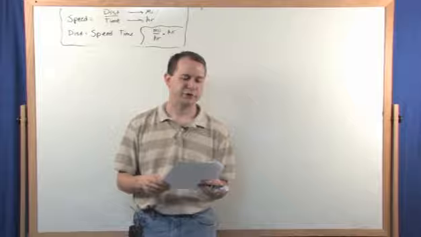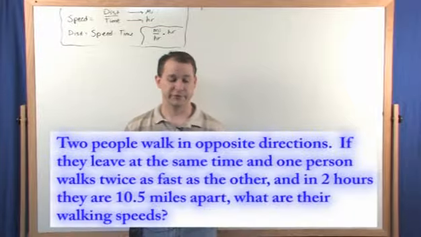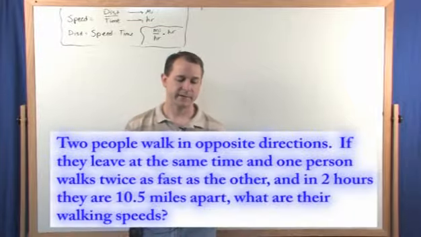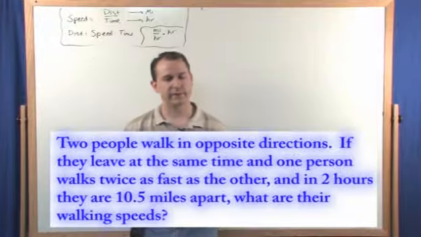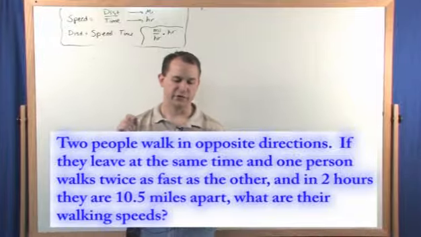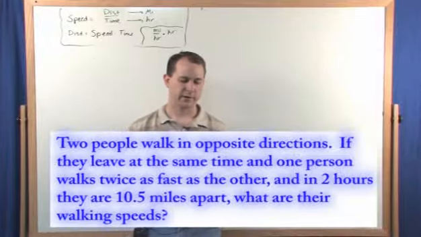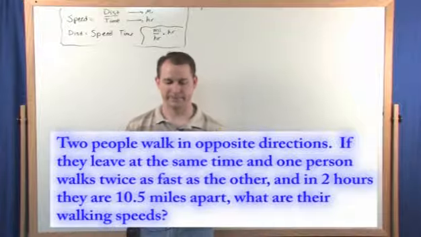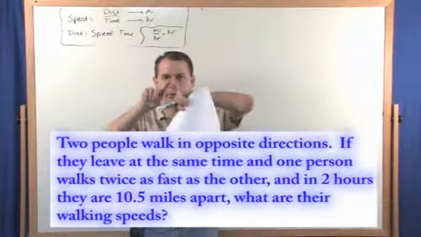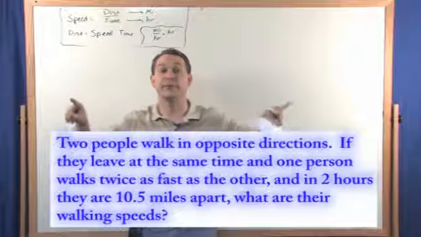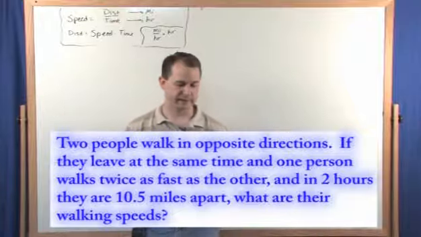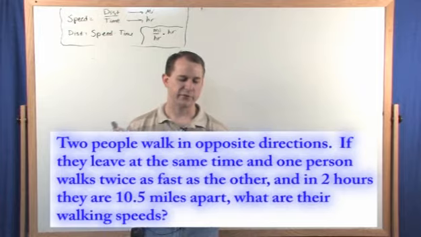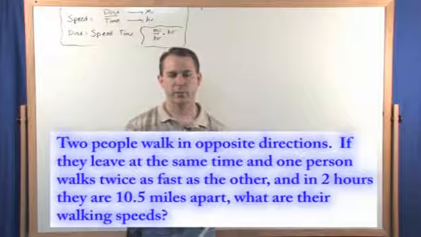Okay, the next problem. Two people walk in opposite directions. If they leave at the same time and one person walks twice as fast as the other, and in 2 hours they're 10.5 miles apart, what are their walking speeds? So two people start at the same point, they walk different directions, they have different speeds. We're going to find two different speeds in this problem, okay? They leave at the same time, one person walks twice as fast as the other, 2 hours, they're 10.5 miles apart. How fast were they walking?